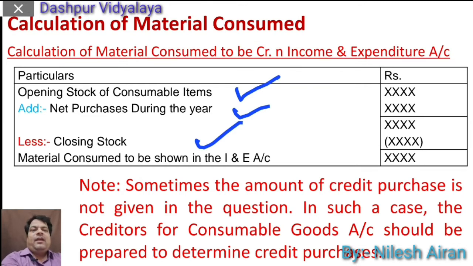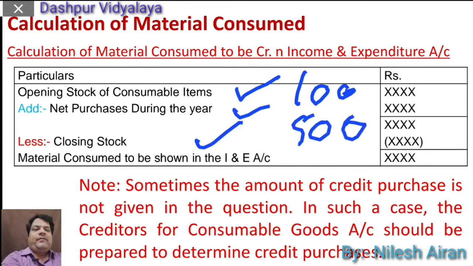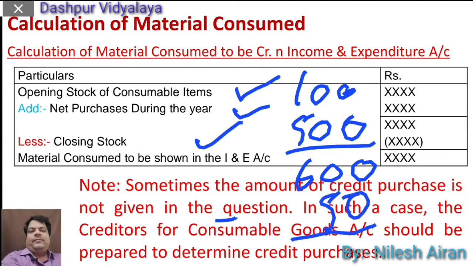Suppose we had in the opening balances 100 articles. We purchased during the current accounting year 500 materials. It means the total stock was 600 rupees. Now we have in closing balance 50 items worth rupees 50. It means that the actual expenditure incurred during the accounting year is 550 rupees.